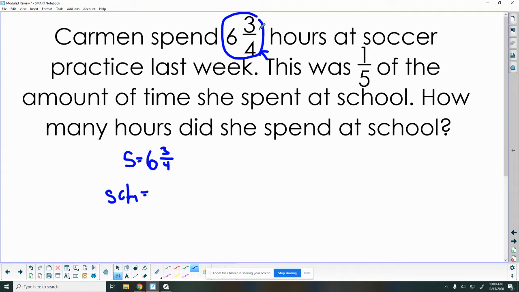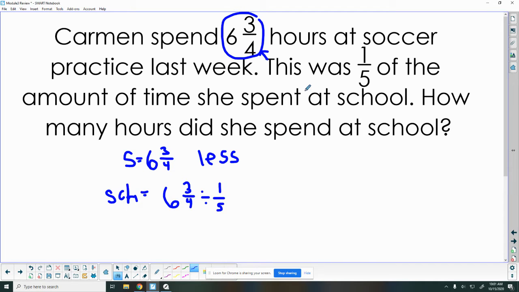So that means this number has to be smaller. She spends less time at soccer. So that means I need to make this bigger. So when I do this here, I need school. There's a couple things I could do. I can multiply by the multiplicative inverse here. So first I'm going to take soccer, and I'm going to divide by 1/5.